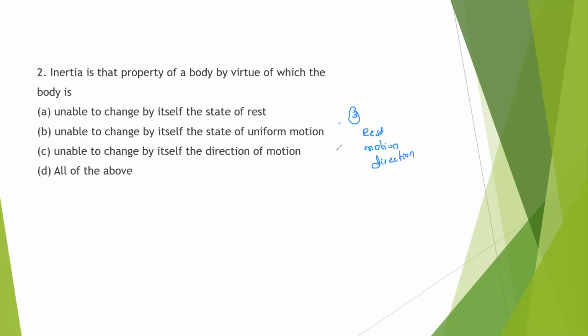So here the correct option is option D, that is all the above. Inertia of rest states that it is unable to change by itself the state of rest. Inertia of motion states that it is unable to change by itself the state of uniform motion. And inertia of direction states that it is unable to change by itself the direction of motion. So all three options are correct. Therefore, the correct option is all the above, right? So let us see the next question.